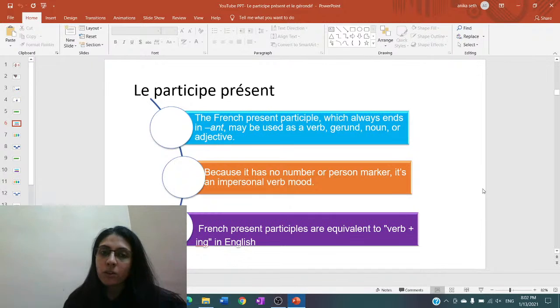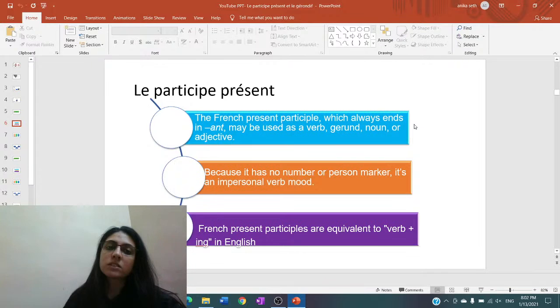The present participle form of the verbs ends with ant, and this can be used as a verb, a gérondif, a noun, or an adjective. Like in English we say the ing form, it is the form of the verb which ends with ant over here, and this form can be used as a verb, as a gérondif, as a noun, or in the form of an adjective.